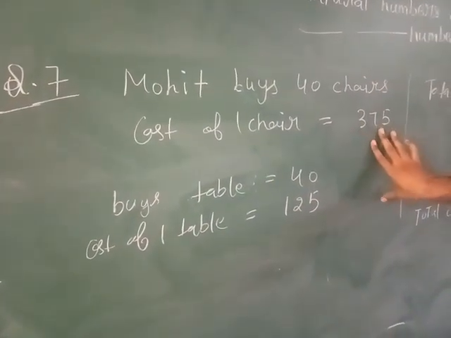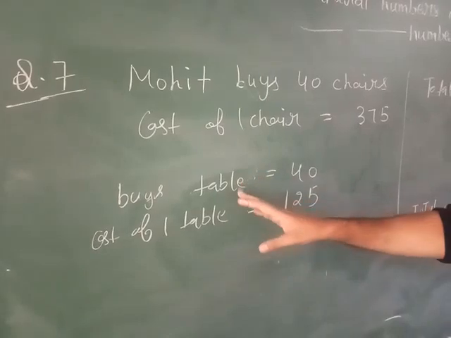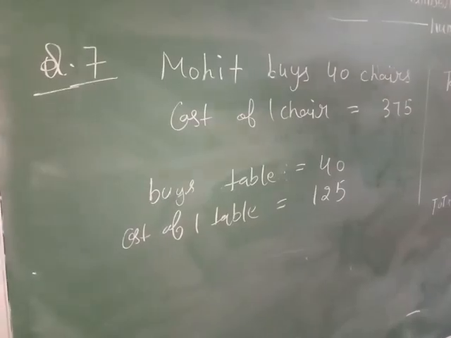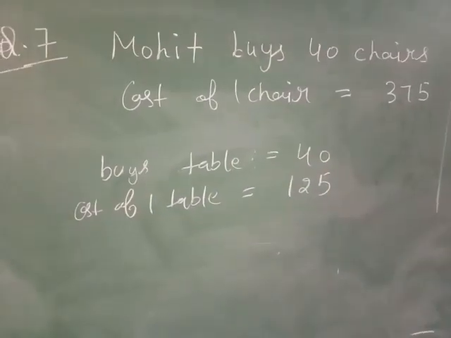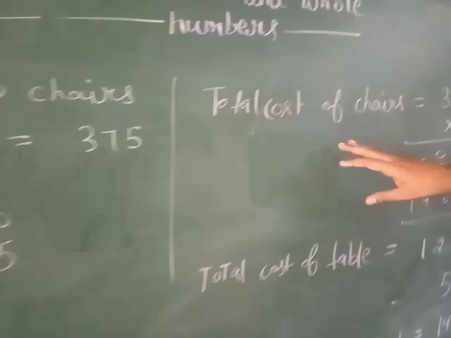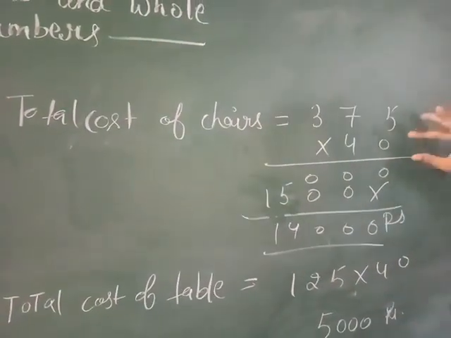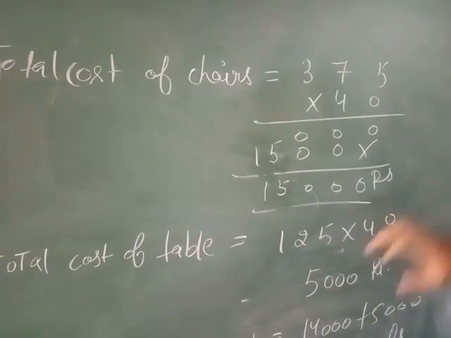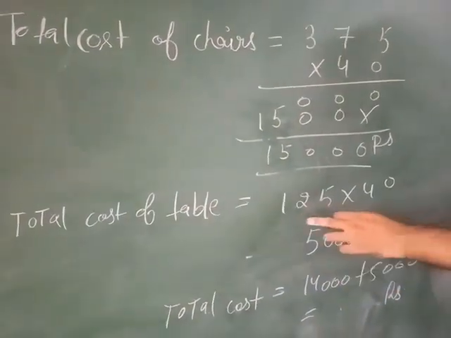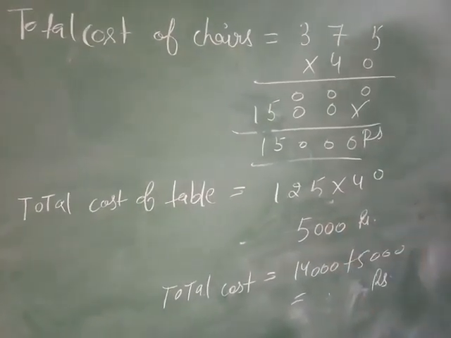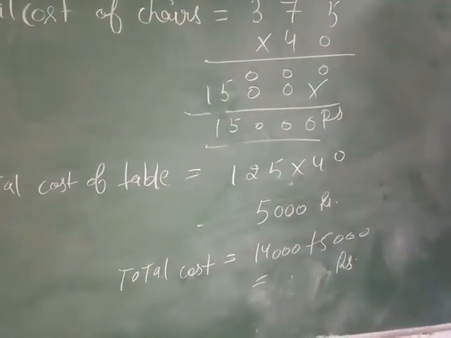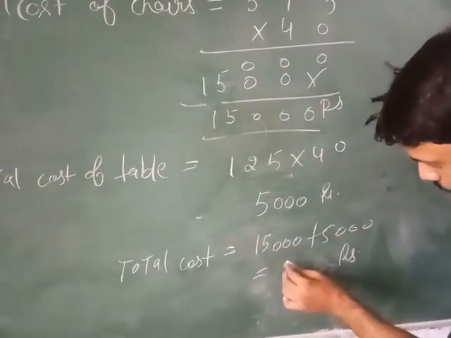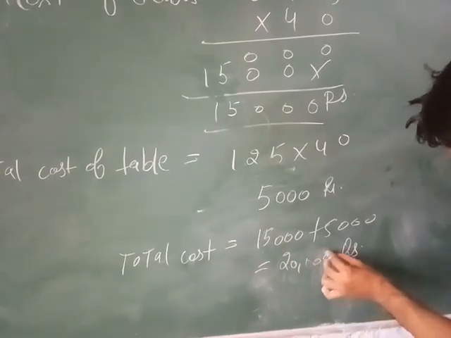Now next question, number 7. There is a boy, Mohit, who buys 40 chairs and the cost of one chair is 375 rupees, and he also buys 40 tables and the cost of one table is 125 rupees. So we have to find the total money he spent. So the total cost of chairs is 375 multiplied by 40, that is 15,000 rupees, and the cost of tables is 125 multiplied by 40, that is 5,000 rupees. So the total cost will be the cost of tables and chairs, that is 20,000 rupees. Now next question.